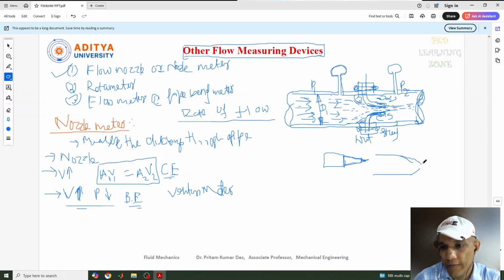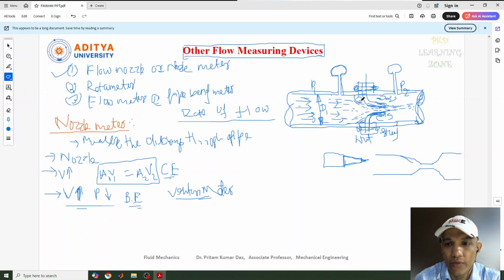This is the converging part, then the throat part comes, then again it is going to be diverged. This is the diagram of the venturimeter. For your remembering, I'm just showing this diagram. If you see, the same throat part is here in the venturimeter. So there is no conversion portion here.